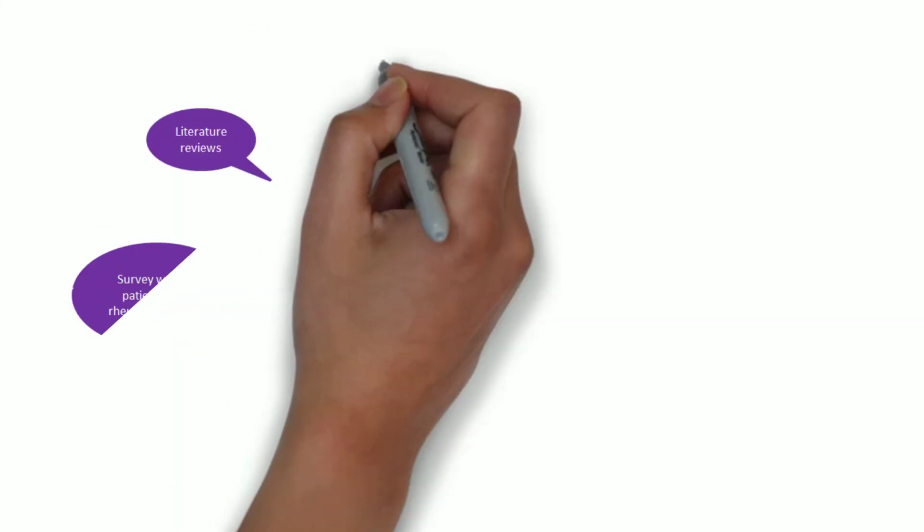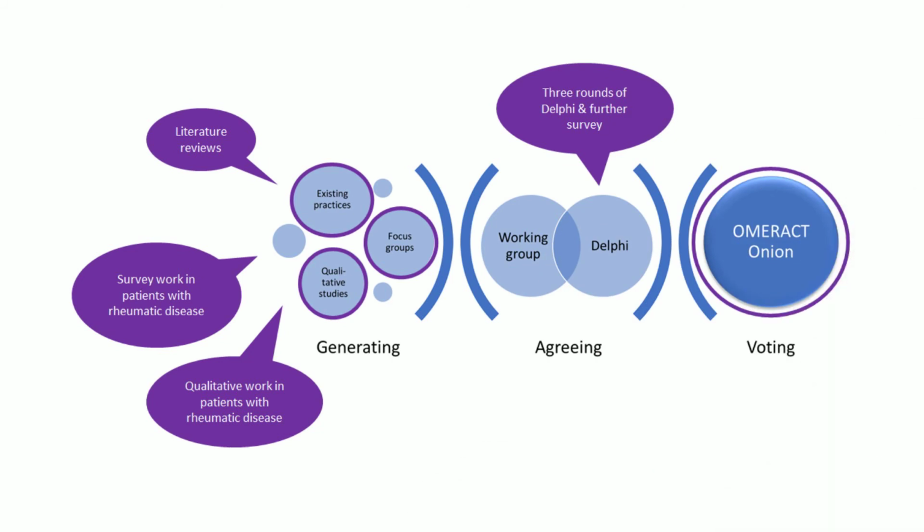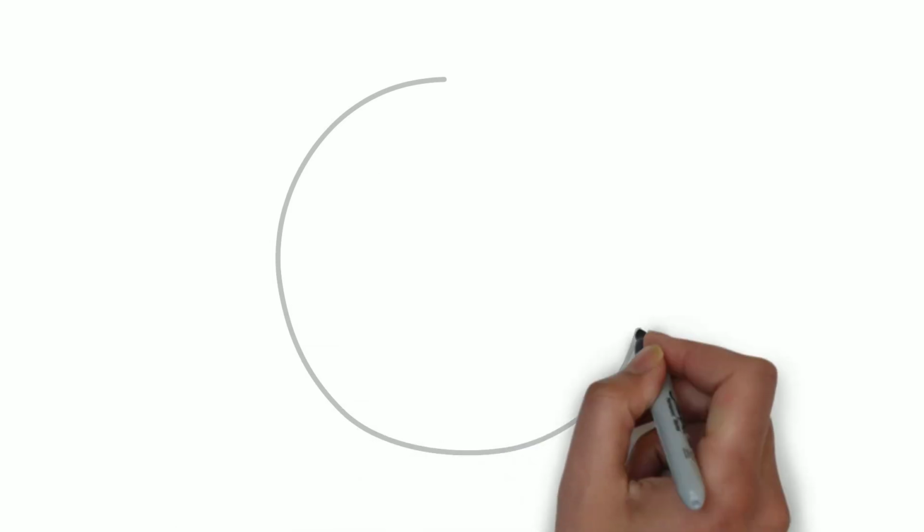In brief, the OMERACT Glucocorticoid Working Group has conducted systematic literature reviews, qualitative studies, and surveyed patients with a range of rheumatological conditions to identify possible outcomes from glucocorticoid use. The working group then conducted a Delphi process to identify the outcomes most important to patients, clinicians, and researchers. From the work conducted, we identified a number of themes.